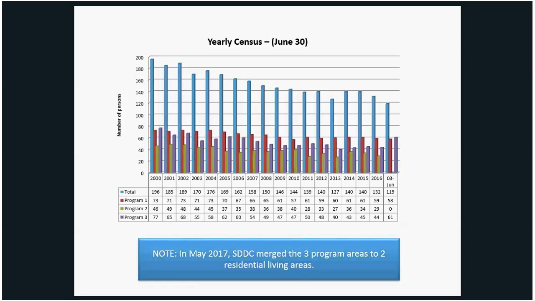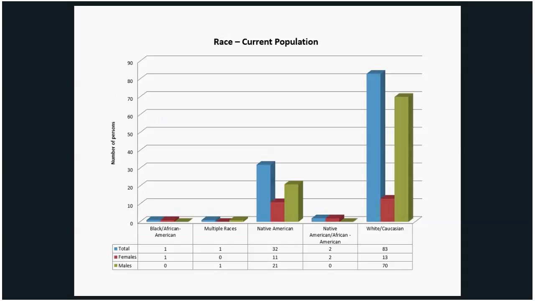And as part of the right sizing process, SDDC had a goal of supporting no more than 120 people. Over the past year, we have been able to close several modules and recently merged the 3 program areas to 2 living areas, which are east and west residential living areas. Next is race for the current population, and whites and Caucasians are the largest racial group, with Native Americans being the second.